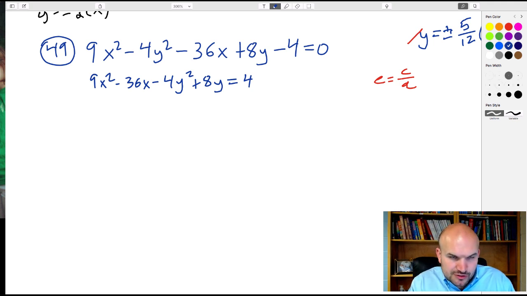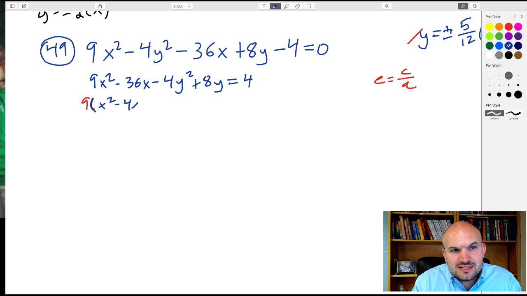Now I'm going to want to create perfect square trinomials. To do that, I have to factor out the coefficients of my squared terms. I need to factor out a 9 out of those first two terms, leaving x squared minus 4x. And then here I'm going to factor out a negative 4. When I factor out a negative 4 from my y squared and 8y, I get y squared minus 2y. And then that's equal to 4.